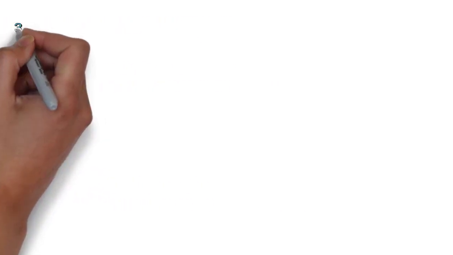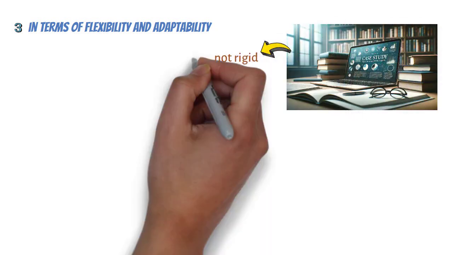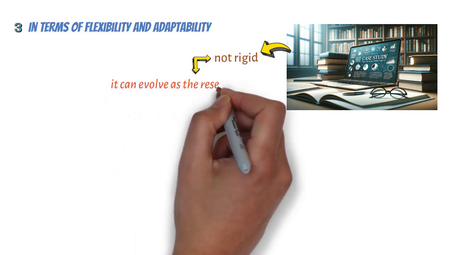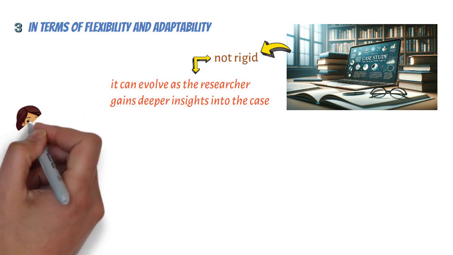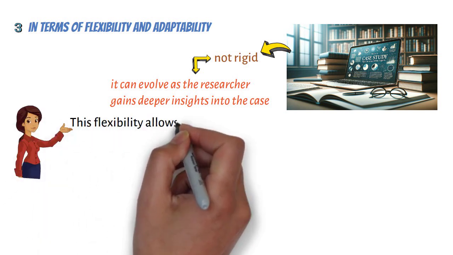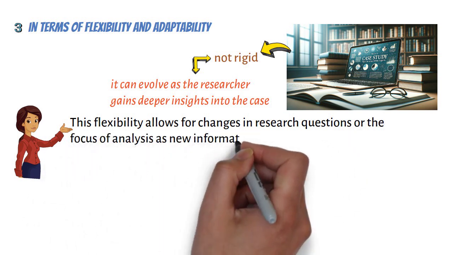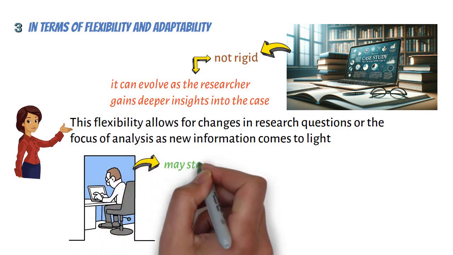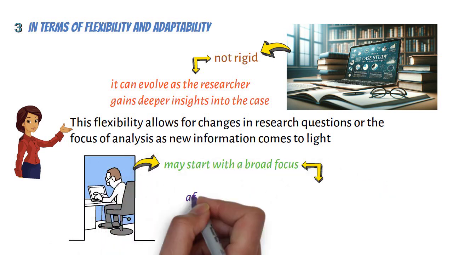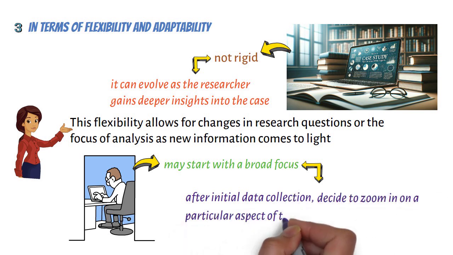Third, in terms of flexibility and adaptability. Case study research is not rigid. It can evolve as the researcher gains deeper insights into the case. This flexibility allows for changes in research questions, or the focus of analysis, as new information comes to light. For example, a researcher may start with a broad focus, but, after initial data collection, decide to zoom in on a particular aspect of the case.